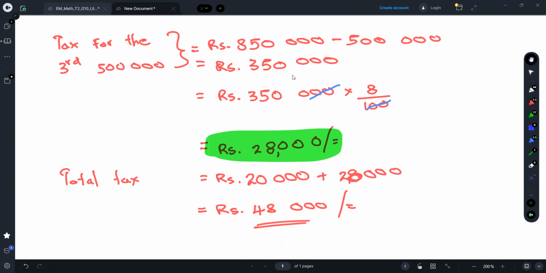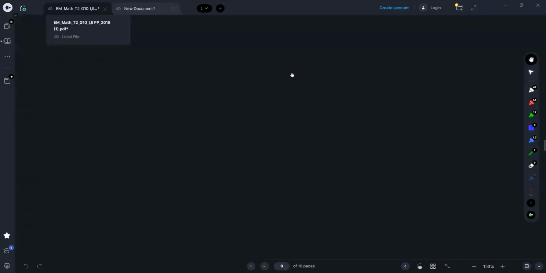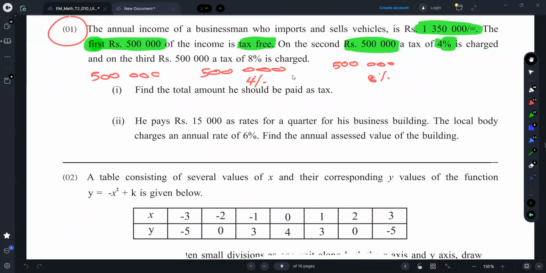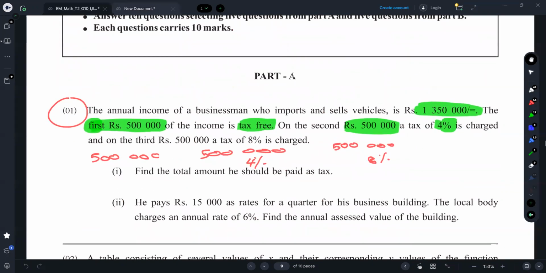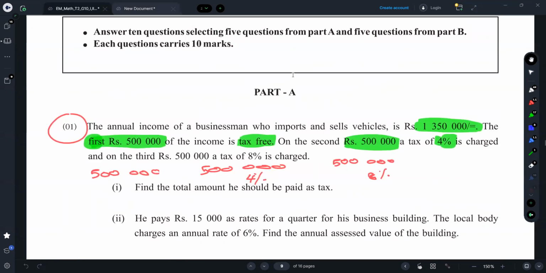Okay, then let's continue. The second part, he pays rupees 15,000 as rates for a quarter of his business building. The local body charges an annual rate of 6%. Find the annual assessed value of the building. This one. Try to get the answer.